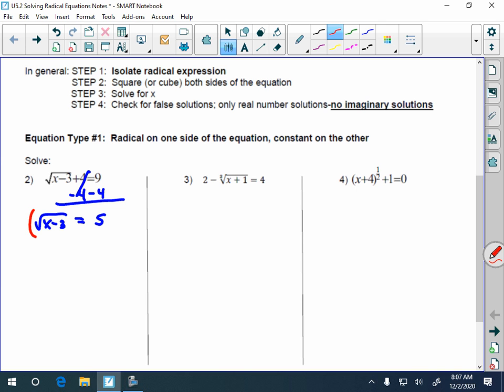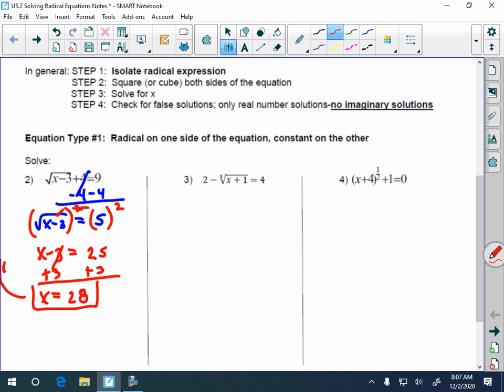Now we can square both sides. Right, so when we square a square root, they cancel each other out. So we just have x minus 3 equals 5 squared, which is 25, and we can add 3 over. And we get x equals 28. So this is where we take that x equals 28 and we plug it back in for x and see does it work. Well, 28 minus 3 is 25. Square root of 25 is 5. And 5 plus 4 is 9. So yeah, it does work.